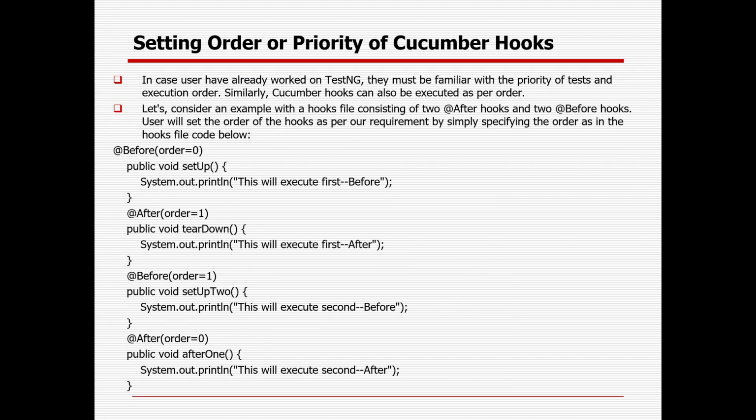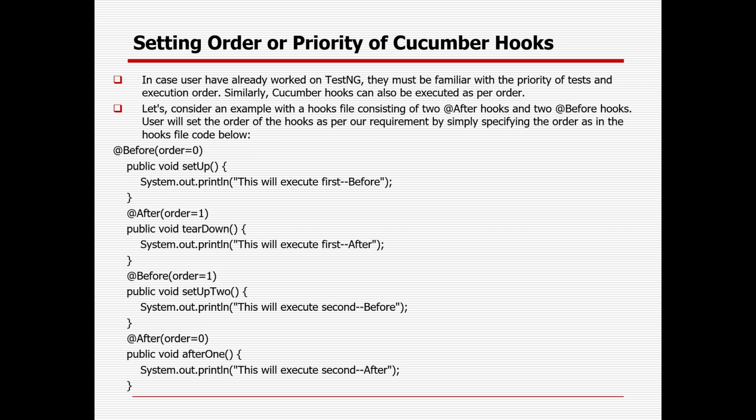Now the last of the hooks is, in case you want to have multiple before hooks or multiple after hooks, but Cucumber only has before and after available, only one, right? 2 hooks available. So how can you use that? You cannot copy the same thing again and again without a difference in the tag. So you can do one thing, you can give some order. So that is the way you can have multiple before and multiple after. In case the user has already worked on TestNG, they might be familiar with the priority of the test and execution order. Similarly, Cucumber hooks also can be executed as per order.